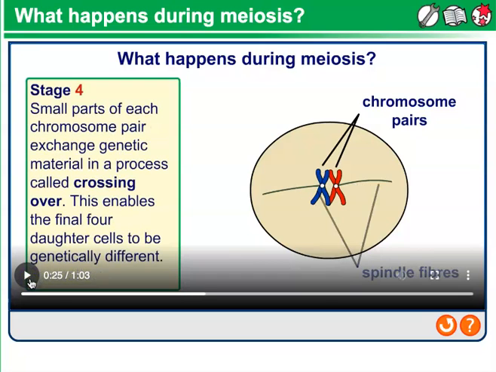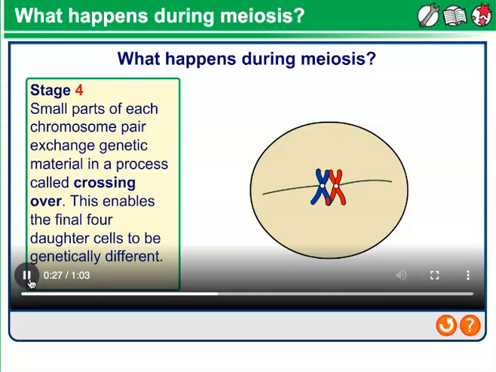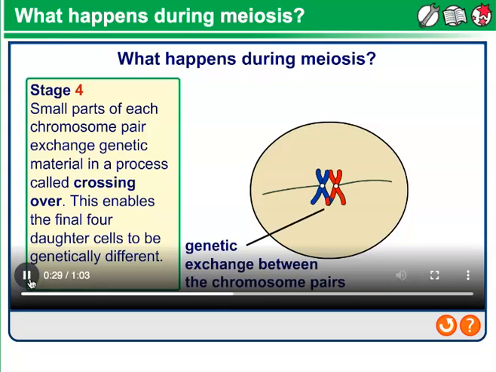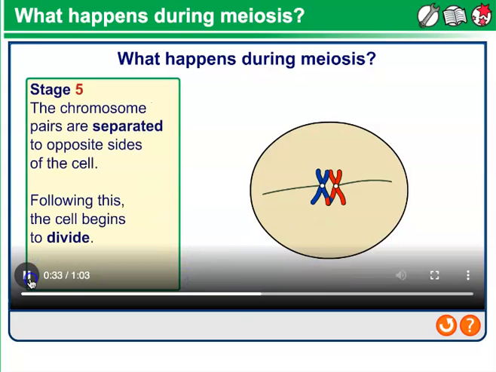In stage 4, small parts of each chromosome pair exchange genetic material in the process called crossing over. This enables the final 4 daughter cells to be genetically different. In stage 5, the chromosome pairs are separated to opposite sides of the cell. Following this, the cell begins to divide.